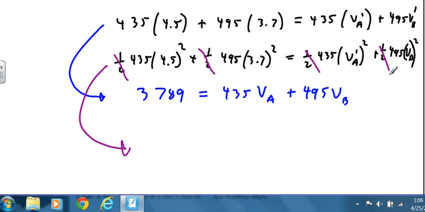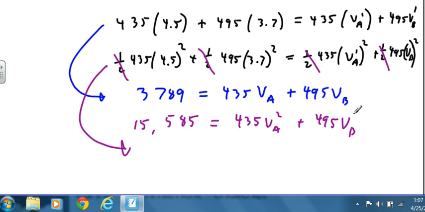Okay, so I got 435 times 4.5 squared plus 495 times 3.7 squared. So I got 15585 is equal to 435 VA squared plus 495 VB squared. Okay, so now I have two equations, two unknowns.